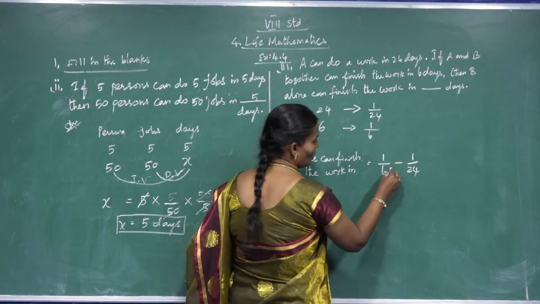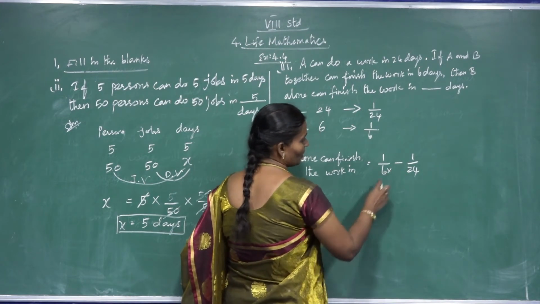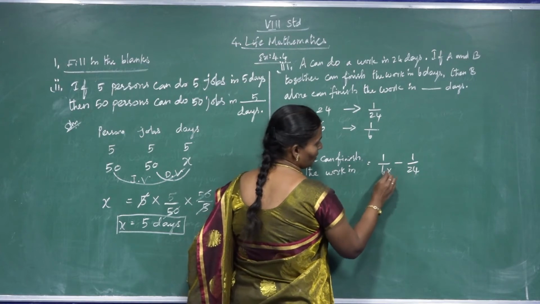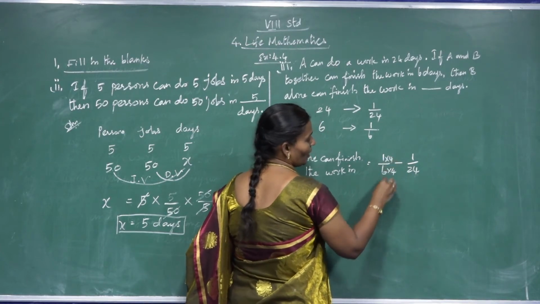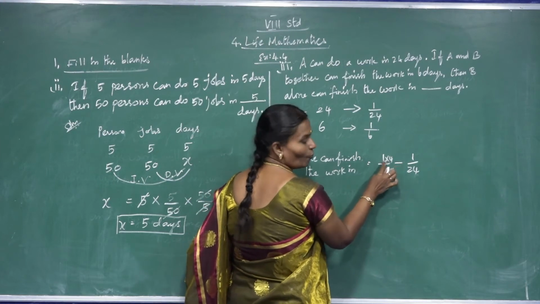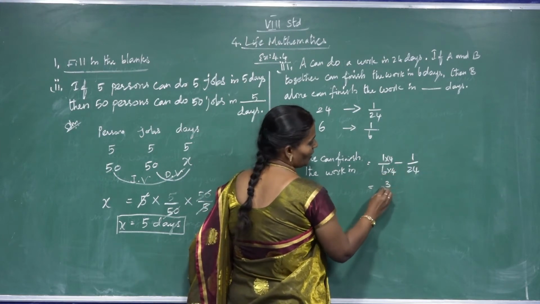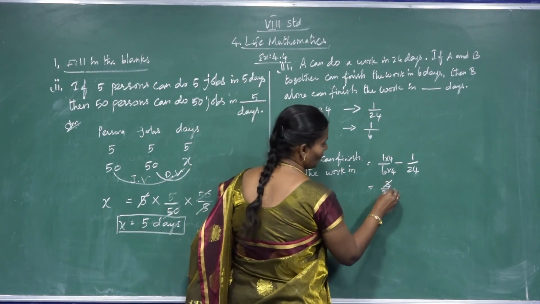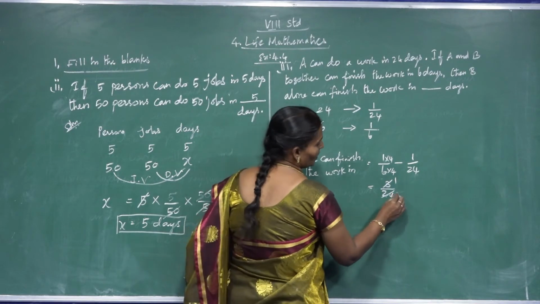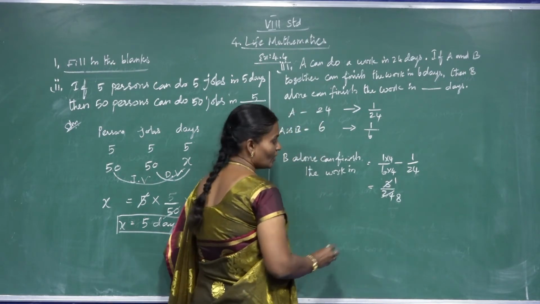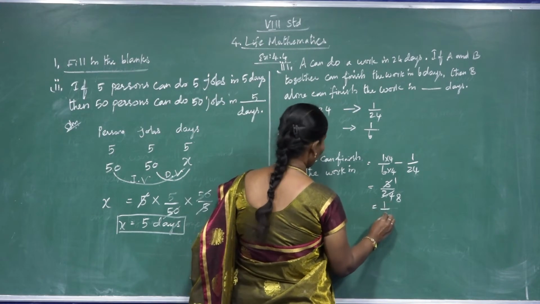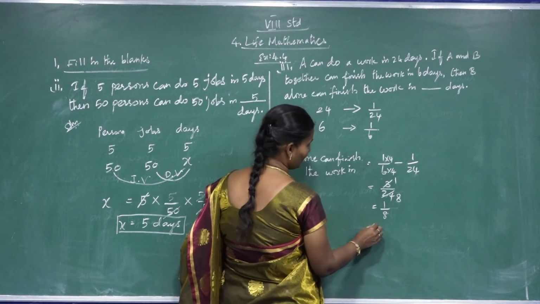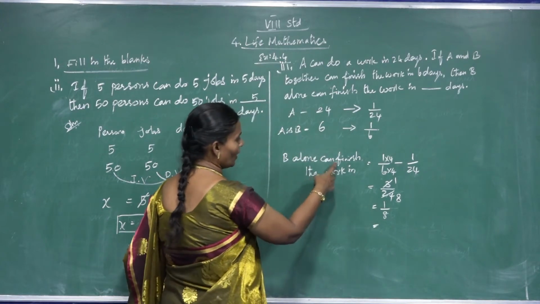Now what is the LCM of 6 and 24? 6 fours are 24, so 24 is the LCM. So 6 multiplied with 4, we get 24. So 4 minus 1 is 3, 3 by 24. You cancel with the third table, 8 threes are 24, so here comes 1 by 8. So 1 by 8, you have to write how many days B alone can finish the work.